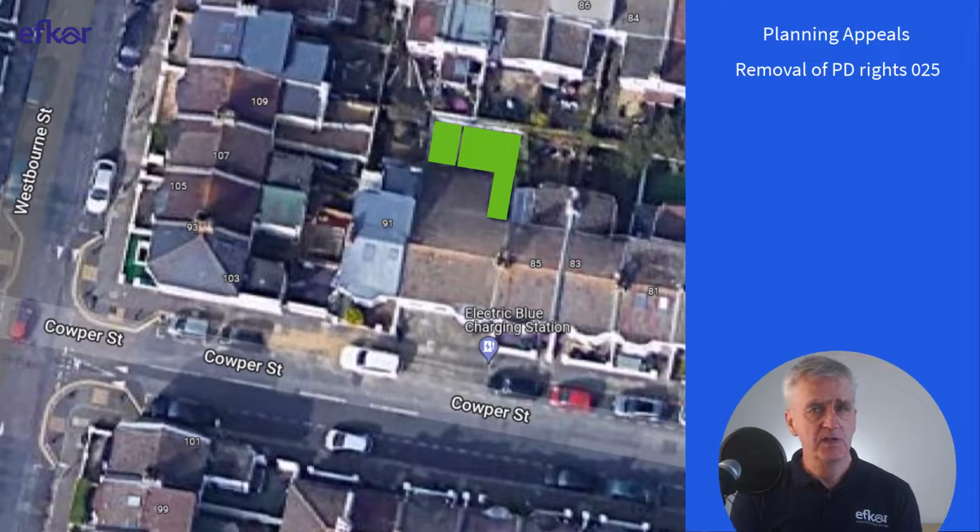In this respect, the inspector considered it reasonable to remove classes A, B and E. The permitted development rights to add skylights and a porch were left in place, and the appeal was allowed on this basis.